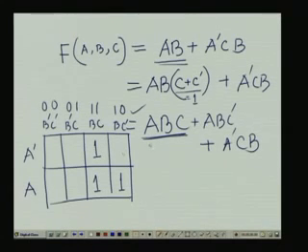So if I can represent my function in this form, the sum of min terms, or what we have defined as canonical form, where all the min terms contain all the literals, then I can easily make my Karnaugh map like this.